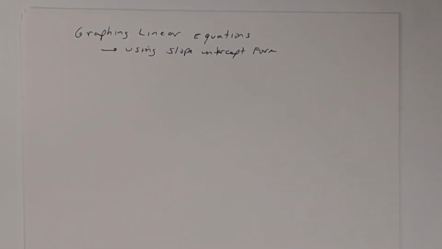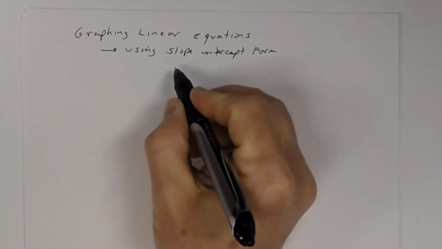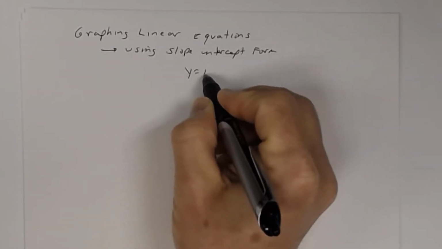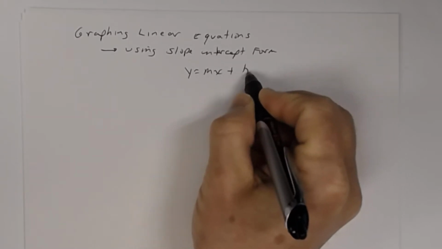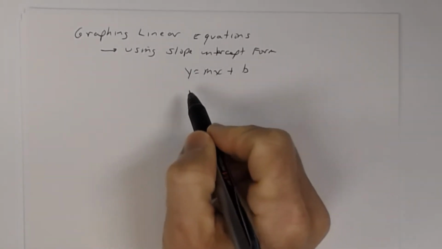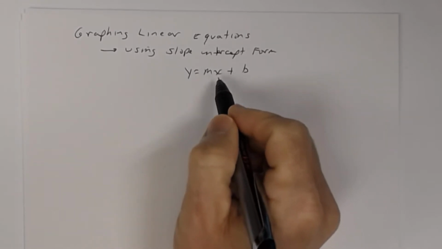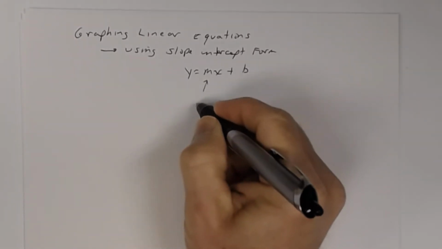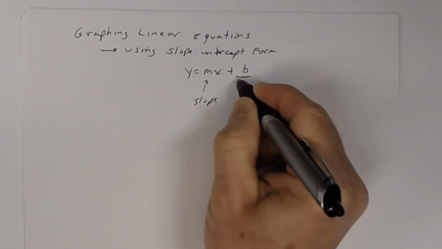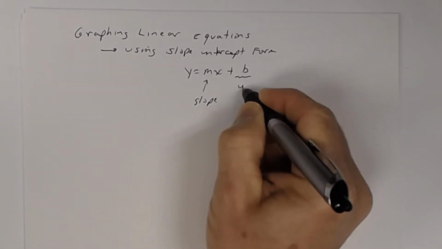Okay, in this set of problems, we're going to graph linear equations using slope-intercept form. Recall from previous courses that slope-intercept form is y equals mx plus b. That's where you get the variable y by itself. The coefficient of x is your slope, and this constant b is called the y-intercept.